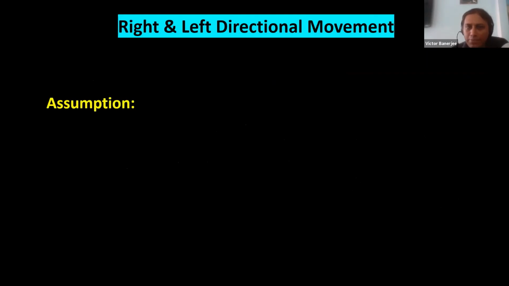First of all, a few assumptions. In right and left movement, the assumption, as I said initially, is that the direction towards the top of your page must be north, then the opposite side is south, towards the right is east, and opposite, towards the left, is west. This is a common assumption we use while solving the question.